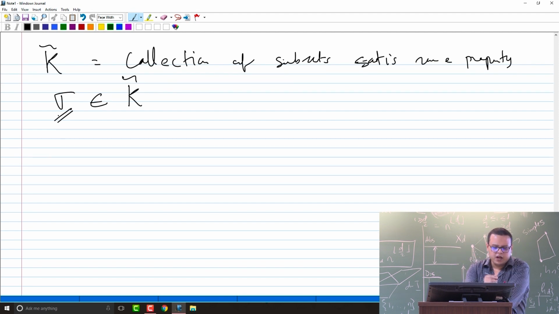Then, as with the geometric case, it is natural to ask what will be the dimension of sigma. We defined a dimension of a geometric simplex, right? I want to define the dimension of an abstract simplex also. So, what do you think should be the dimension? What should be the natural extension of the definition that we have already seen for the geometric case?